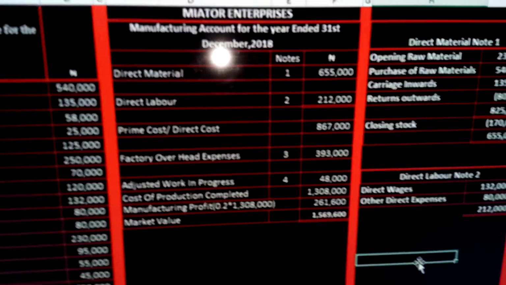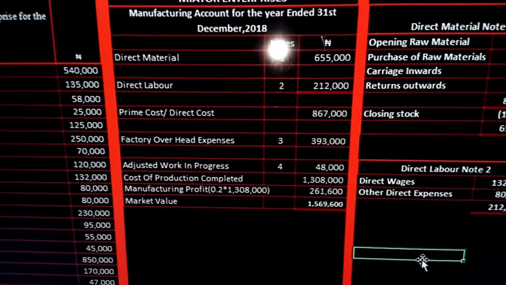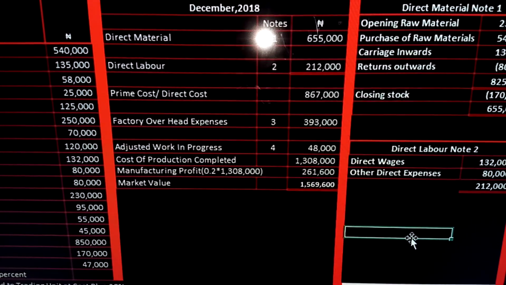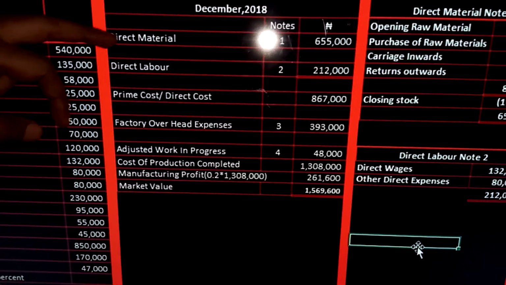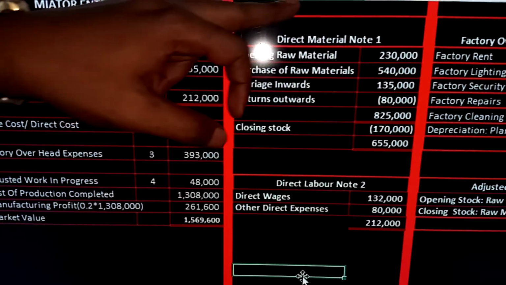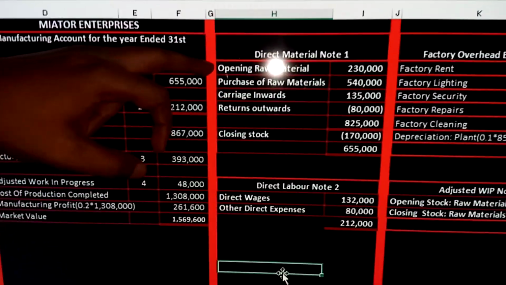So already we know that the manufacturing account is a function of the direct material, direct labor, factory overhead, and adjusted work in progress. So let's go. Direct material here is 655,000. Note 1. So let's go. Look at direct materials. Opening raw material 230,000 is in the question.